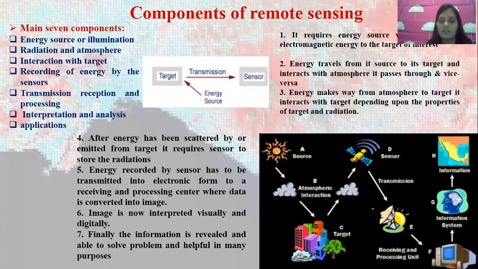First we have the energy source, that is the alphabet A in the figure. You can see that the sun is sending some energy to the target. At B, it will interact with the atmosphere, and after interacting with the atmosphere it goes to the target, and after the target it goes to D, our sensor, which will record the information about that object. Then it is transmitted to the ground station, and from the ground station we are processing it, taking decisions, and giving some important information. So this is how the components of remote sensing act.